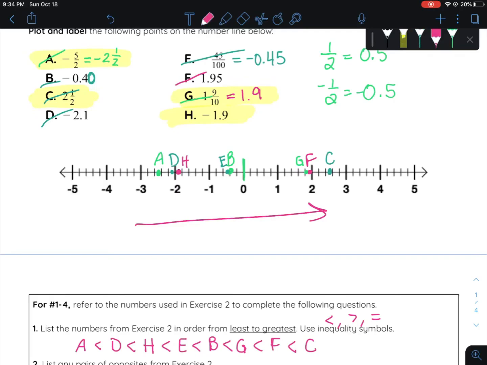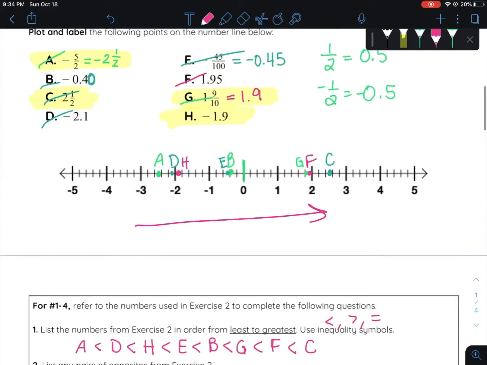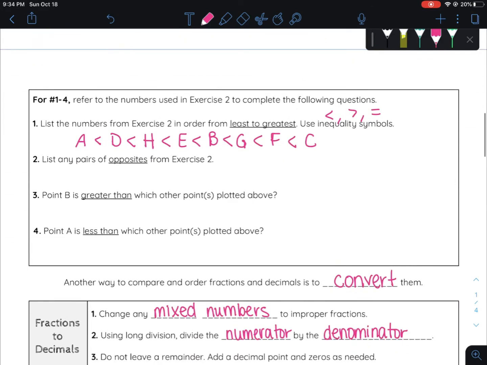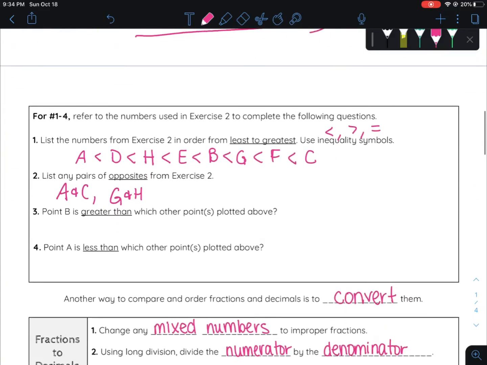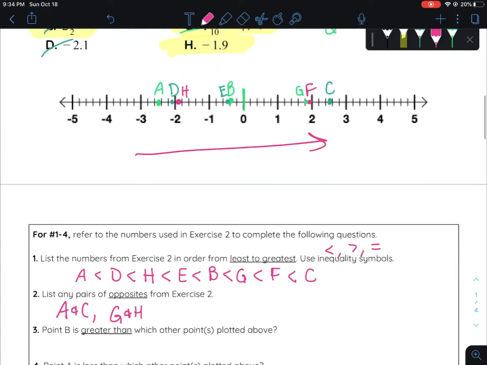So we're going to write in A and C, G and H are opposites, meaning the signs are different. Okay, point B is greater than which other points plotted above.